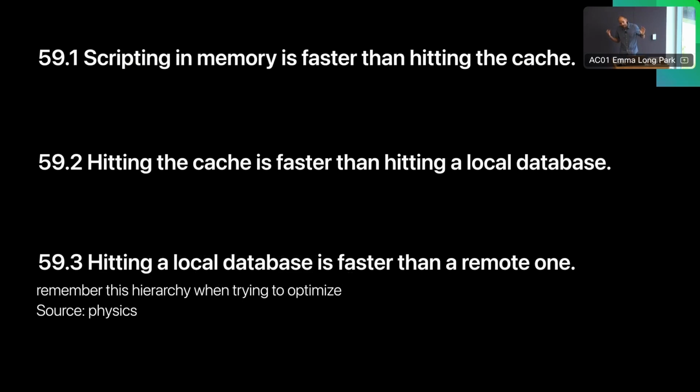This is a good hierarchy to remember, a three-pointer, all under number 59. If you're trying to make something faster, remember this hierarchy. Scripting in memory is faster than hitting the cache. Hitting the cache is faster than hitting a local database. And hitting a local database is faster than hitting a remote one. Almost every time I've tried to optimize a process, just following these rules has gotten me 80% of where I need to go. The more that I can script in memory, the faster things are going to be. The less that I'm interacting and writing back to the database, the faster things are going to be. The more that I can rely on my cache, the faster things are going to be.